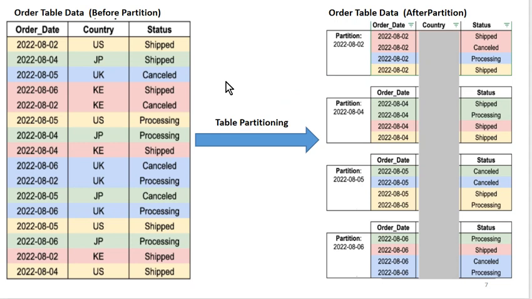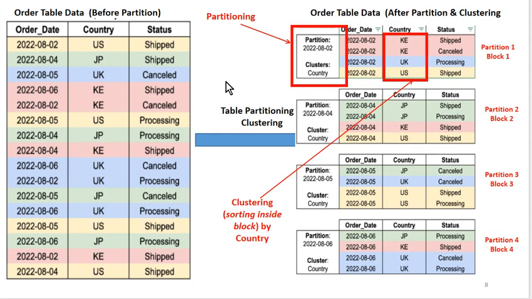Now you can see it more clearly. Here partition 1 is stored in physical block 1, partition 2 is stored in physical block 2, partition 3 is stored in physical block 3, and partition 4 is stored in physical block 4. This is partition by date.